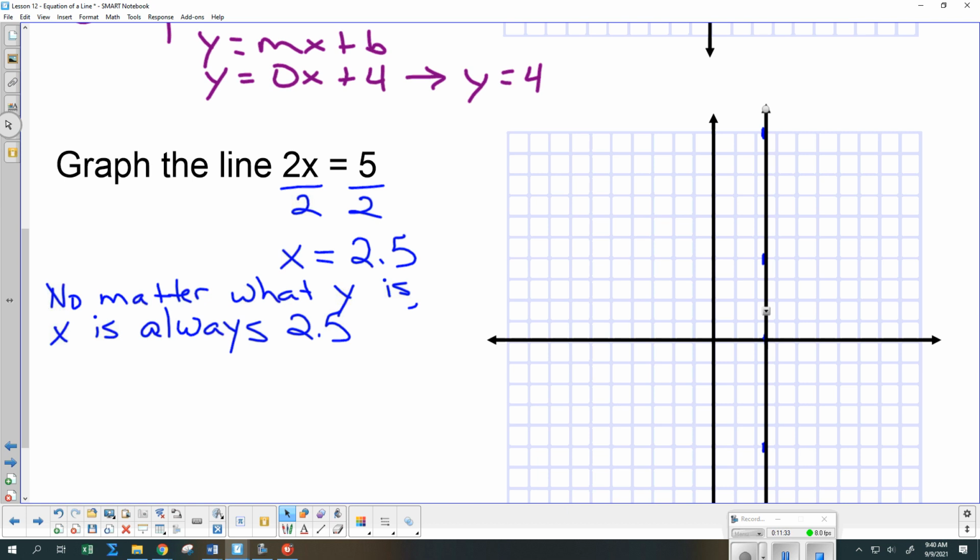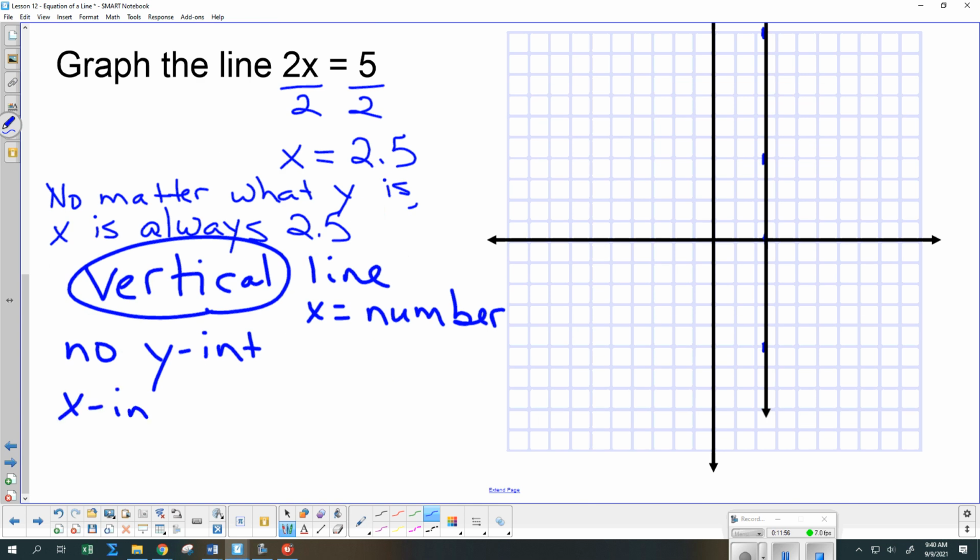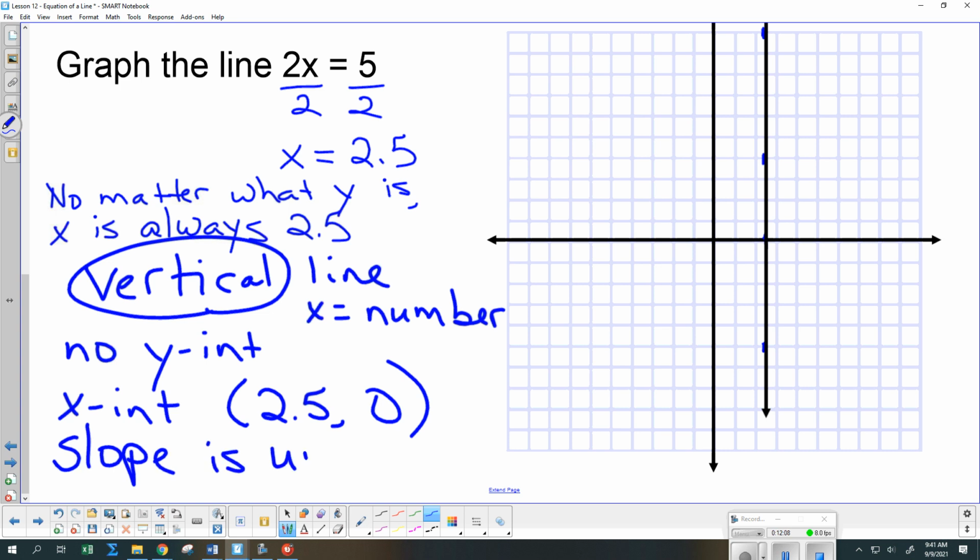So for that one, we say, first of all, we just said, I'll write it down, that it is a vertical line when we have x equals a number. We see that that one has no y-intercept, and we see that the x-intercept is 2.5, whatever that number was, x equals the number, comma 0. And for this one, we say that the slope is undefined.